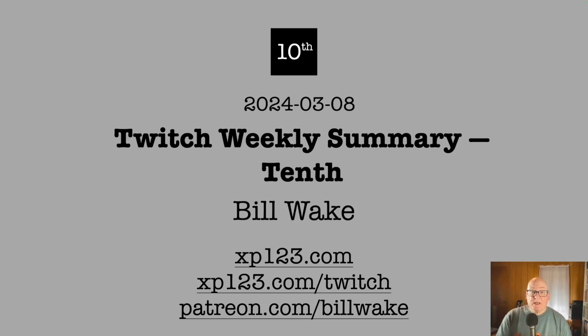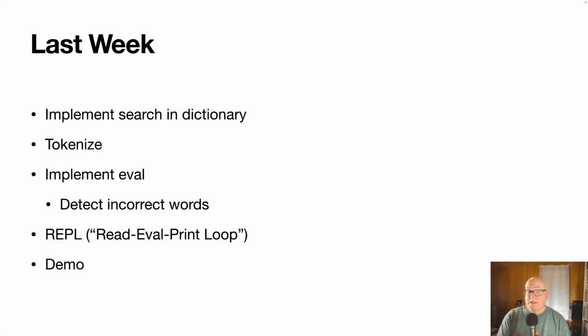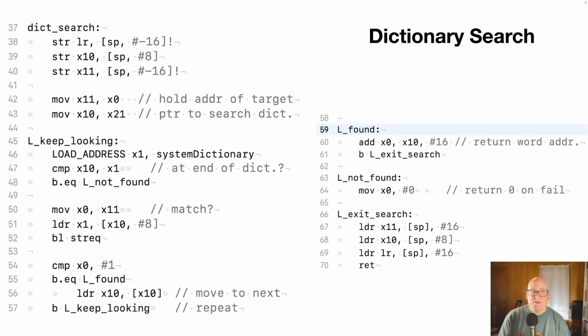We're working on a programming language called 10th, and we're implementing it in ARM64 assembly language. Last week, we implemented search in the dictionary. We started doing some tokenizing to break a string of words into individual words. We implemented eval, and in there we added the facility to detect incorrect words. And finally, we put together a very simple REPL, a read eval print loop, and I'll give a demo at the end.